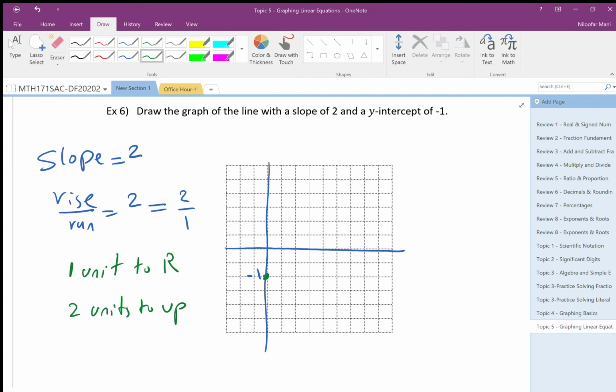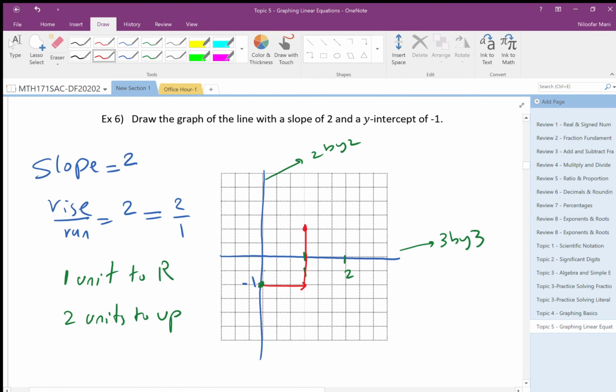Then you go 1 unit to the right, but you have to say which one is 1 unit. So this is 1 unit and this is 2 units. I say 3 by 3 because I have space. If I go 3 by 3 for the x-axis and, for example, 2 by 2 for the y-axis, I continue the same way for the whole axis. I go 1 unit to the right because it's over 1, and then I go 2 units up, 1, 2. This is my next point, and now I connect them.